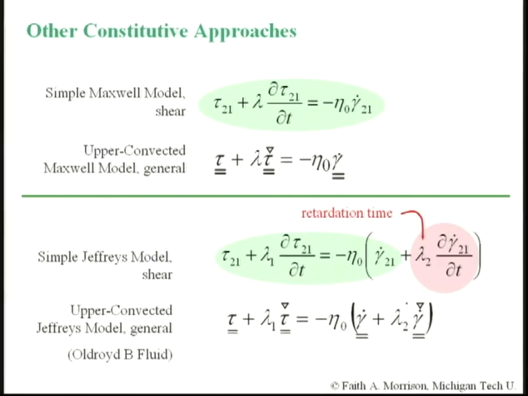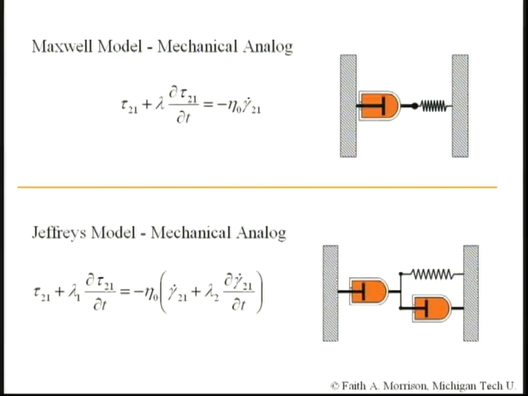This is a model that people use. As a source, it's the upper convected Jeffreys model, but it's most often called the Oldroyd B model. And it has some interesting predictions.